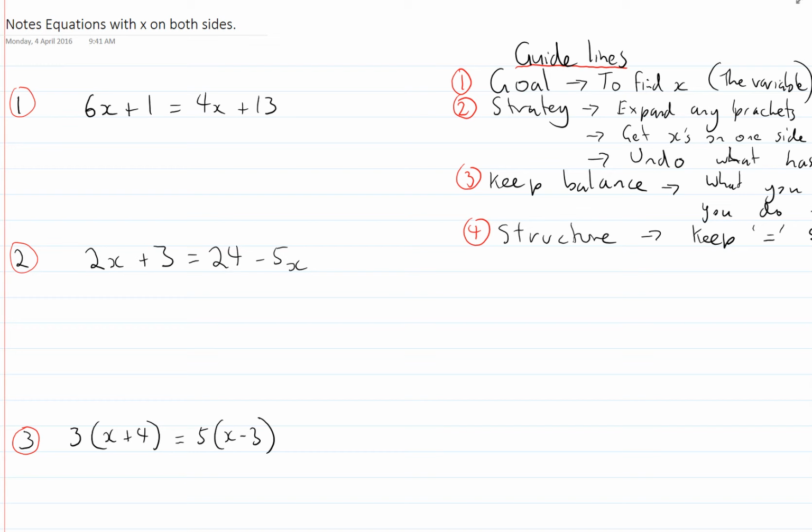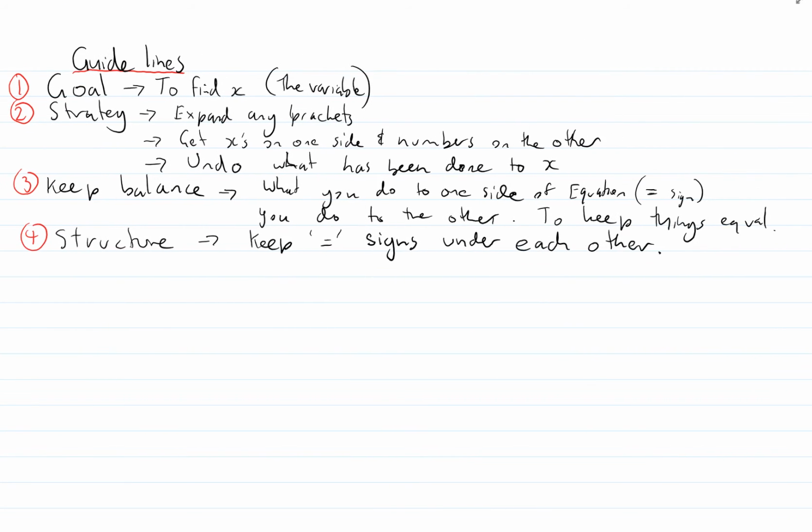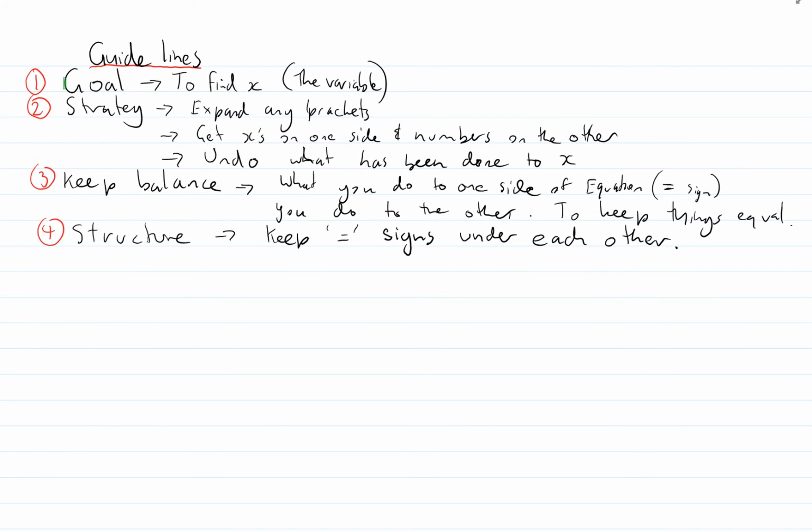Okay, we're doing equations with x's on both sides of the equation now. So we've got x's on both sides here. So let's just have a look at some guidelines here. Many of the same sort of things. The goal is to find x. In the end, the last line is going to be x equals something. And so that's what we're trying to aim for.